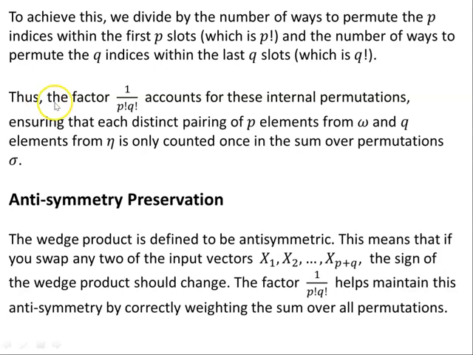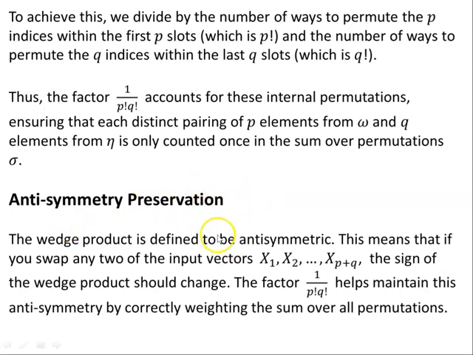So the factor 1 on P factorial Q factorial accounts for these internal permutations, ensuring that each distinct pairing of P elements from omega and Q elements from eta is only counted once in the sum over permutations sigma.